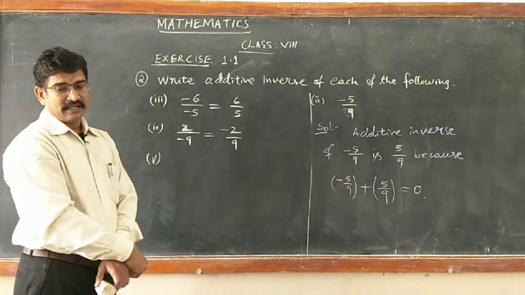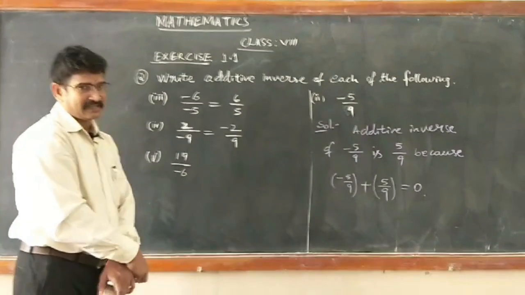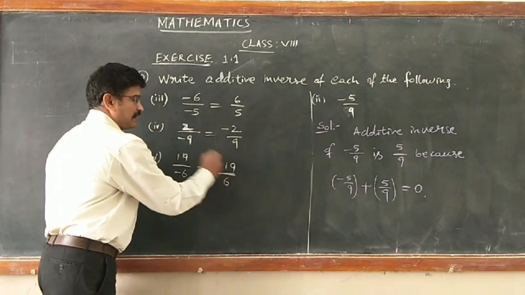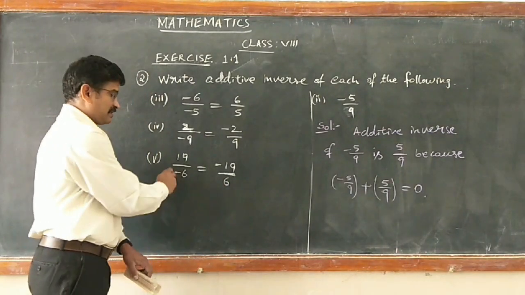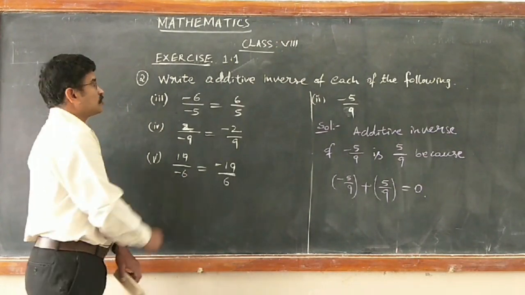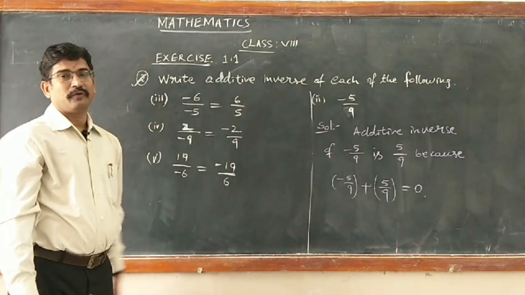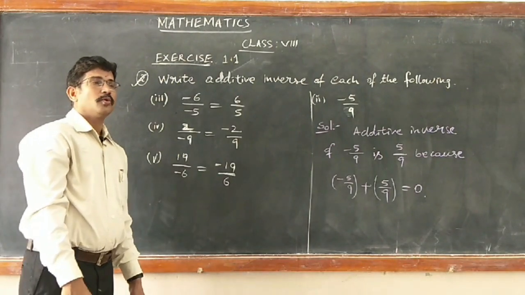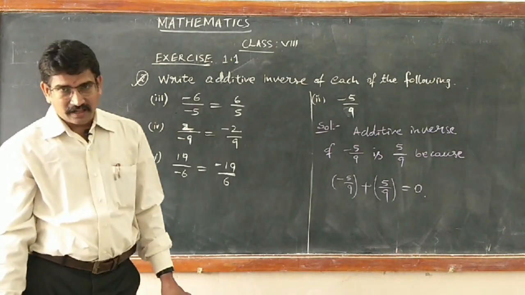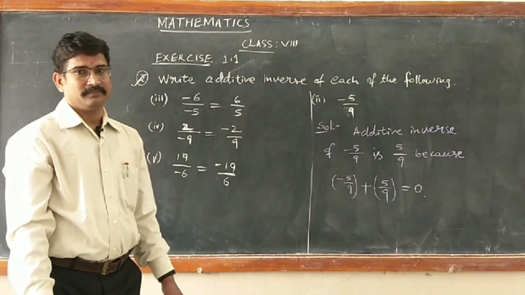That fifth question is 19 upon minus 6. So obviously it's a negative rational number, which can be written as minus 19 by 6 because it is not in standard form. Later you can find its additive inverse. So this is the second question, finding additive inverse of each of the following given. So we have the next third question, we will discuss that also, and fourth also, and we will wind up this session. Okay.